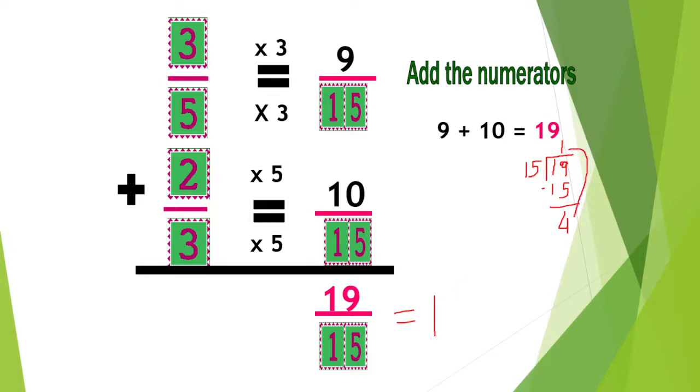Then the remainder is our numerator. Reminder, it goes around, clockwise. Around, like a clock. And then the denominator will still be 15. And so, our final answer, since 4 and 15 have no common factor, the final answer would be 1 and 4 over 15.